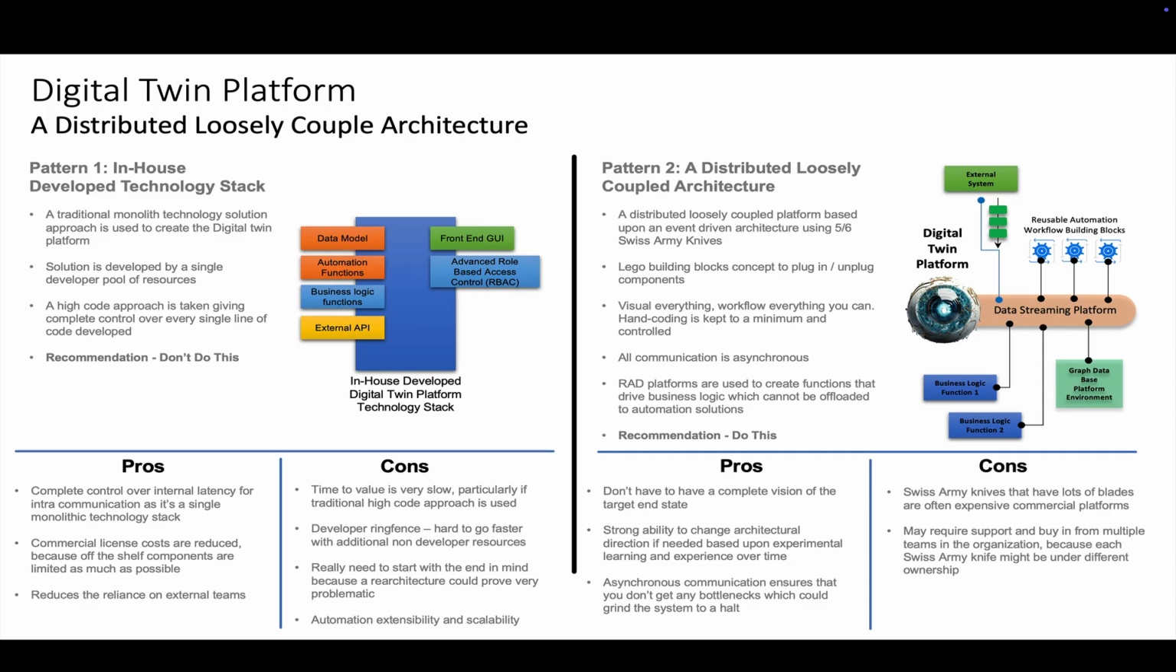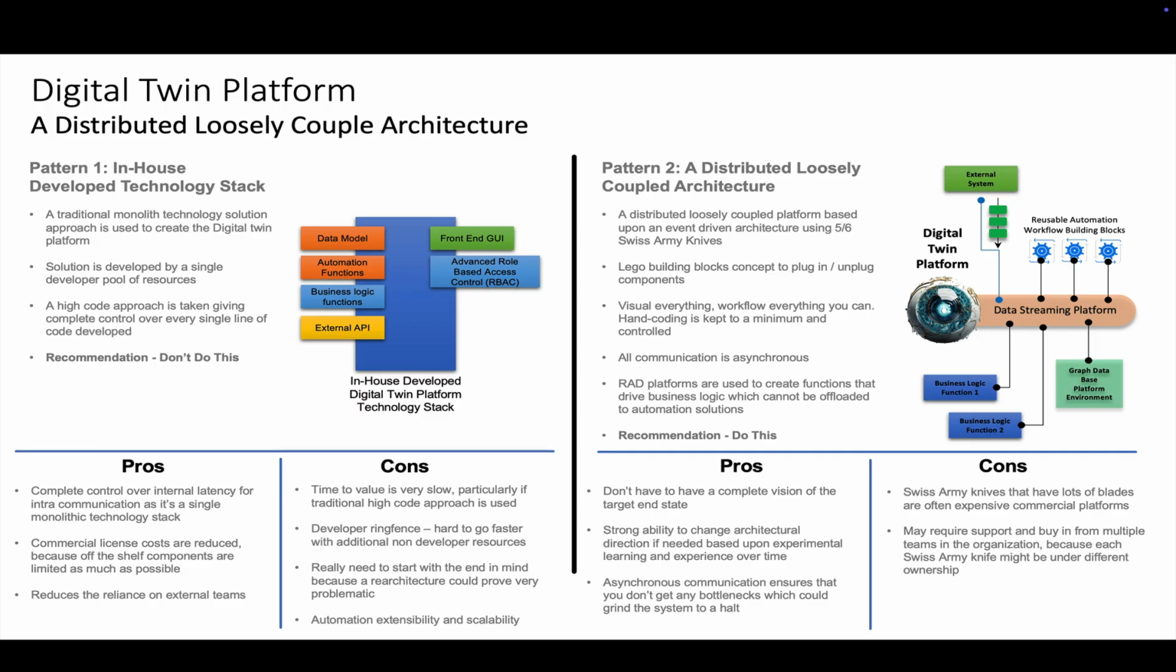Pattern 2. A distributed loosely coupled architecture. Pattern 2 takes a very different approach and is based upon creating a distributed loosely coupled platform using an event-driven architecture. The platform uses 5-6 Swiss Army knife systems which are highly extensible across technology components such as data streaming, graph databases, and agentic process automation, etc.